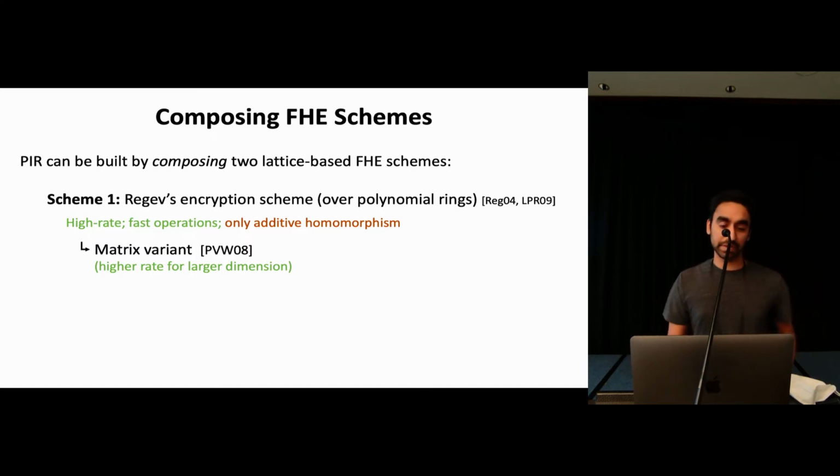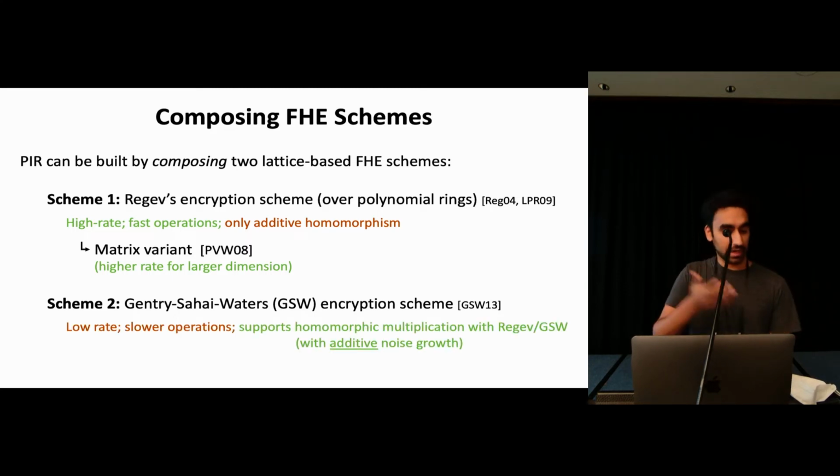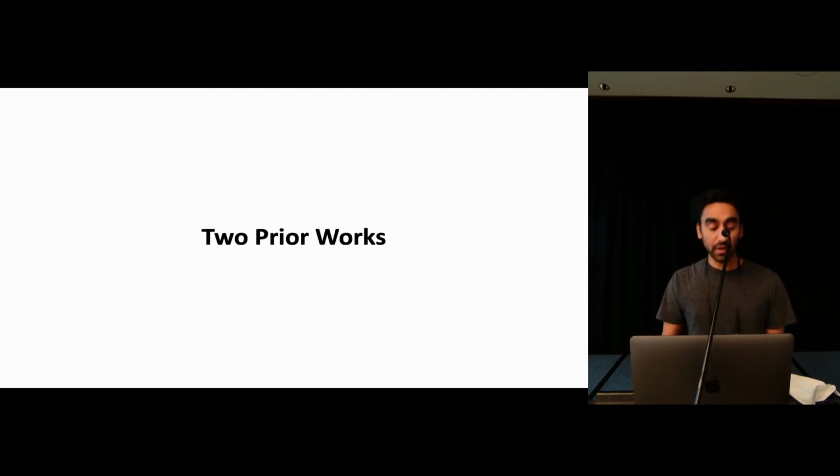the resulting ciphertext. And the second scheme we use is Gentry-Sahai-Waters, or GSW, and this scheme is kind of the opposite. So the rate is low, the operations are slower, but we support homomorphic multiplication. And interestingly, these two schemes, they play nice with each other. So you can multiply a GSW ciphertext by a Regev ciphertext. So I'll talk about two prior works that use those two schemes to construct PIR.